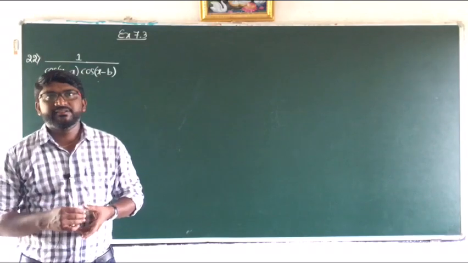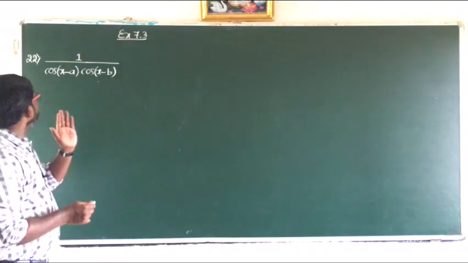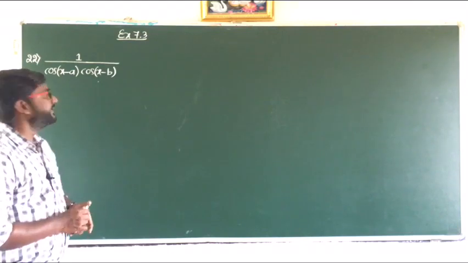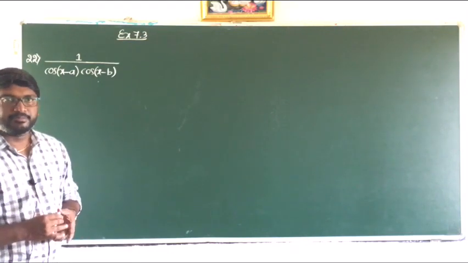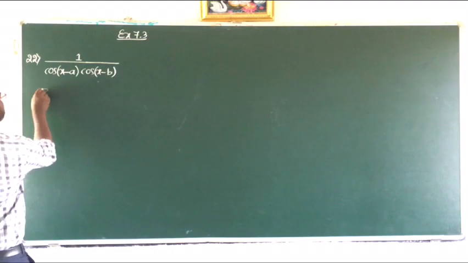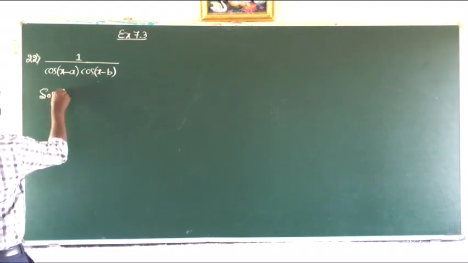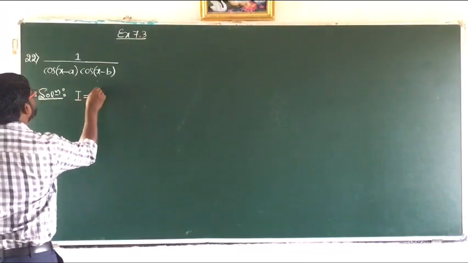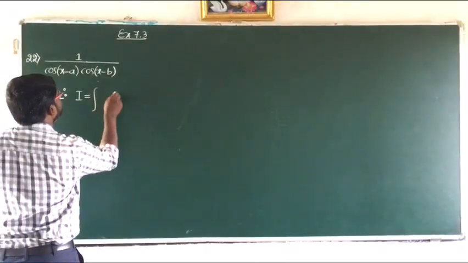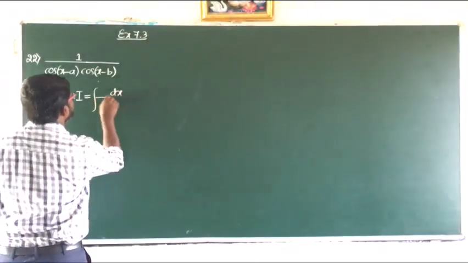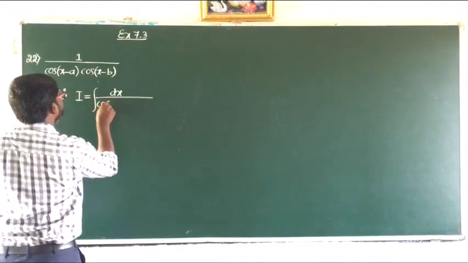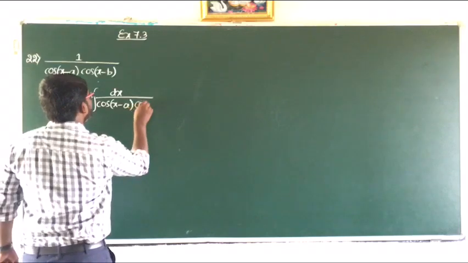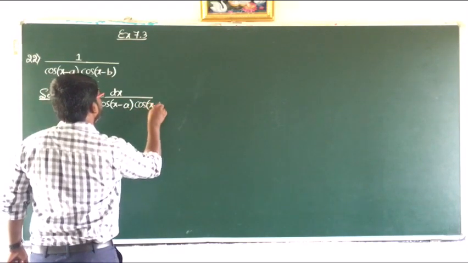So in today's class we are going to solve the 22nd problem. It is 1 divided by cos of (x minus a) into cos of (x minus b). So we have to integrate this with respect to x. So I take this as I, which is equal to the integral dx upon cos of (x minus a) into cos of (x minus b).